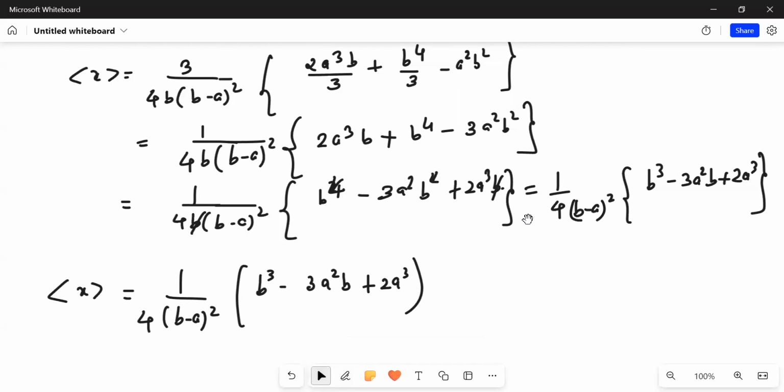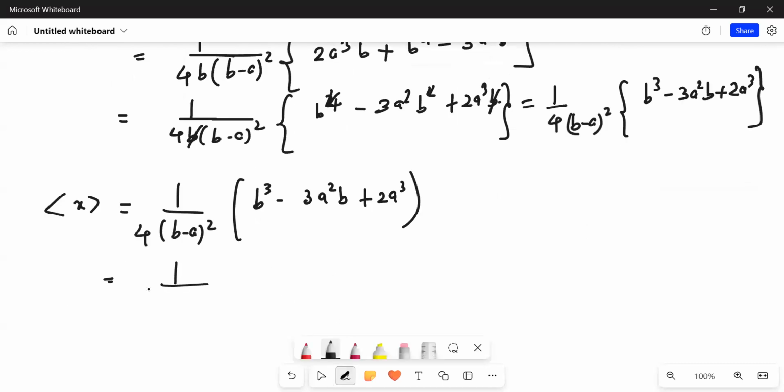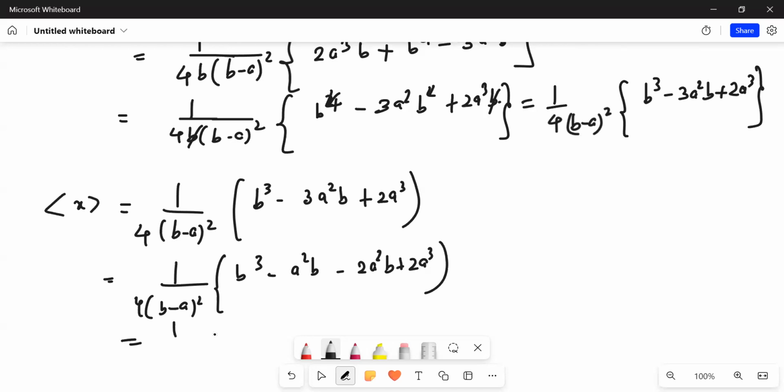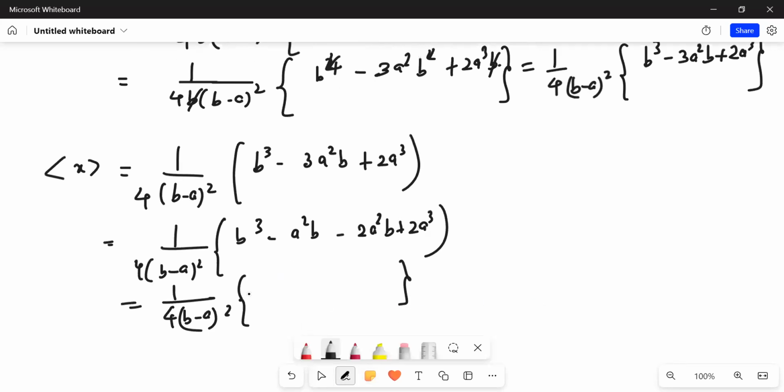Okay, I think we can solve it further also. It's a long question. Okay, so b minus a whole square. This particular thing b cube minus a square b minus 2a square b plus 2a cube. I think now I can write it as 4b minus a whole square. If I take b common from here, so I'll get b square minus a square. And if I take minus 2a square common from here, it is b minus a. I think it is fine now.